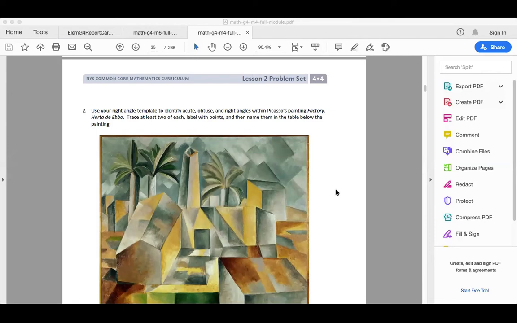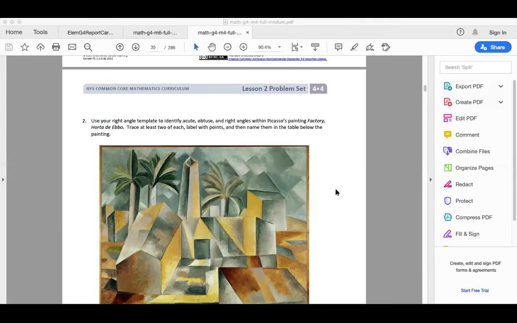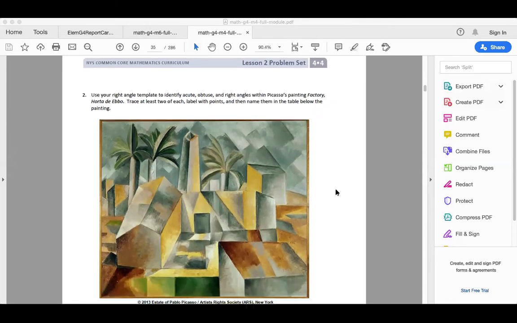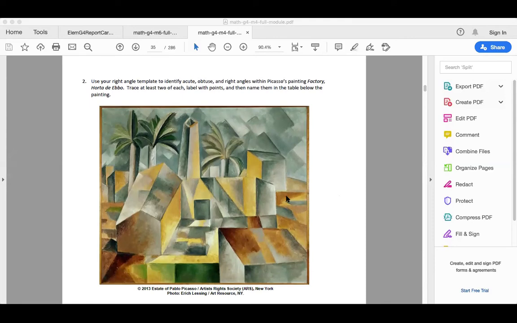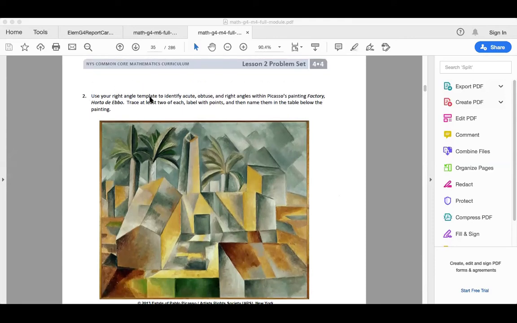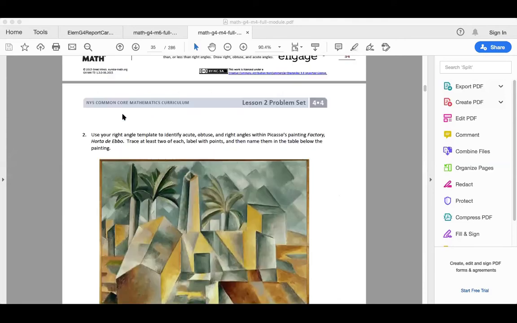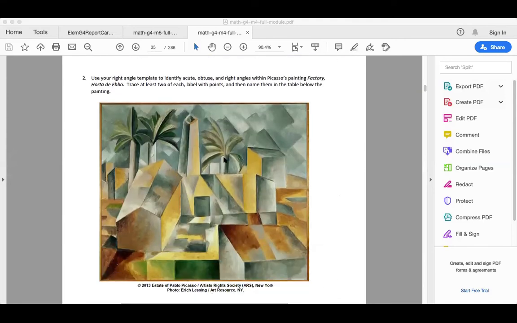Now I'm going to have you go to your next page. On your next page of the lesson 2 problem set, there is going to be a picture. It wants you to use your right angle template. You can use the template. It's going to be at the bottom or at the end of your problem set lesson 2. You can use that to help you.